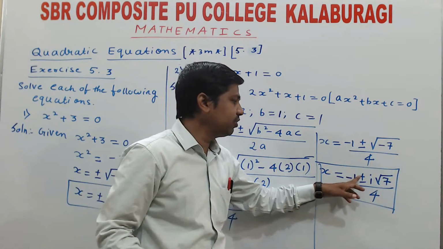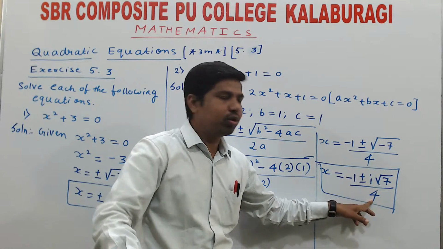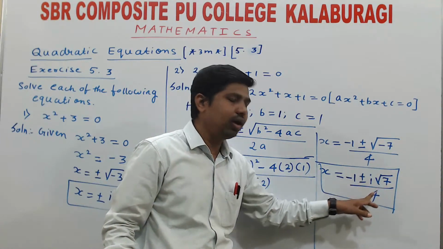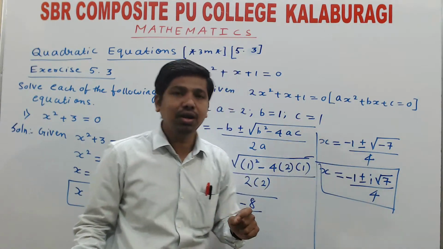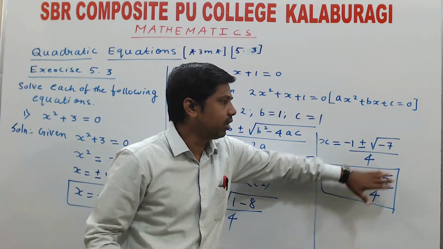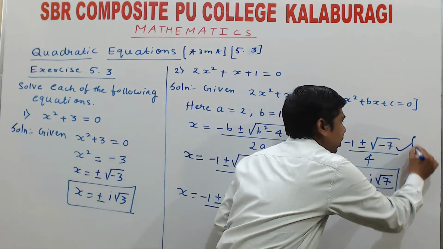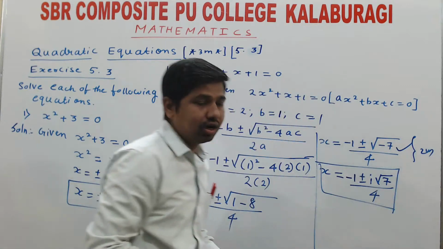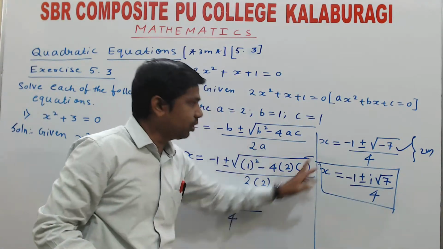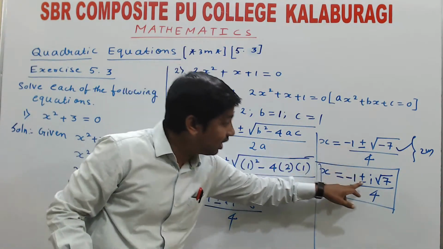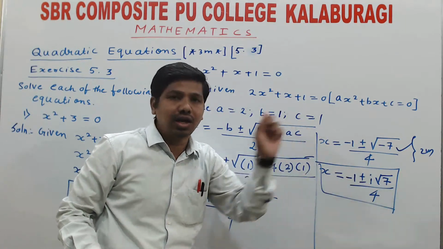One is minus 1 plus i root 7 by 4. One more is minus 1 minus i root 7 by 4. I'll repeat once again: up to here, if you are writing, you will get only 2 marks. Writing the formula and solving this, 1 mark each, total 2 marks. And writing the imaginary part i includes 1 mark.